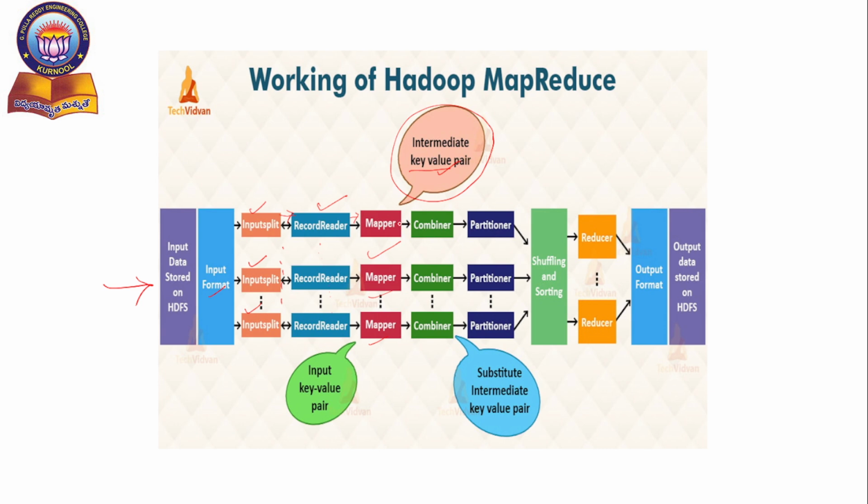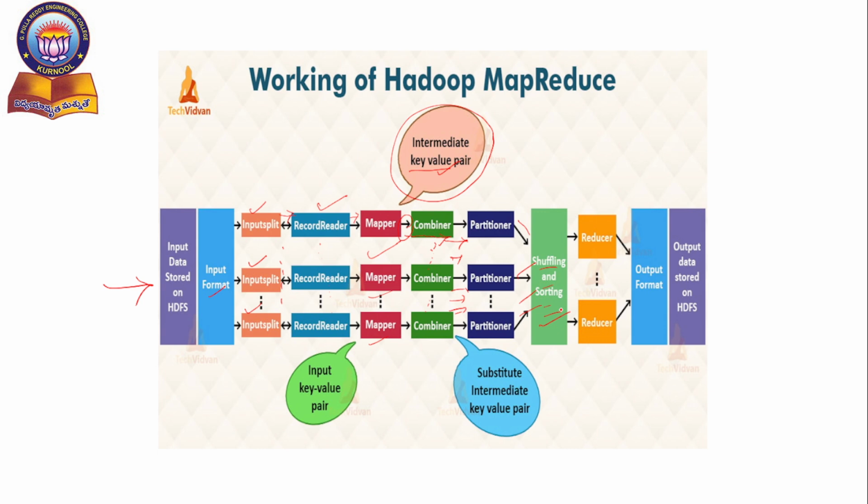Once the data has moved through the mapper and it performs its required operations, the data will be passed to the next stage called the combiner. Similarly, all the other mappers will also generate outputs and the data will be passed to the combiner. After that, the data will be transferred to the partitioner, which performs partitioning on the data, and once the data has been partitioned, it will pass through the shuffling and sorting phase.